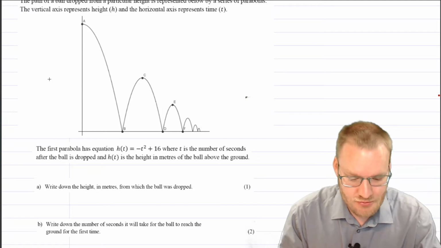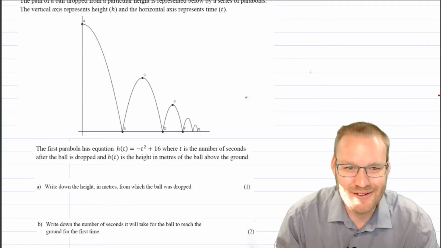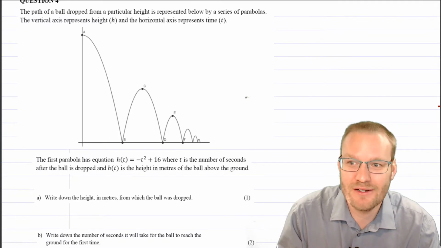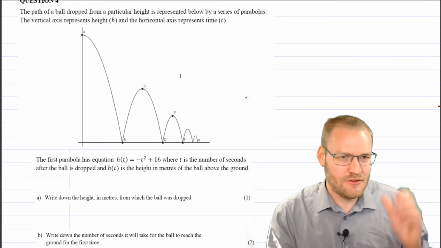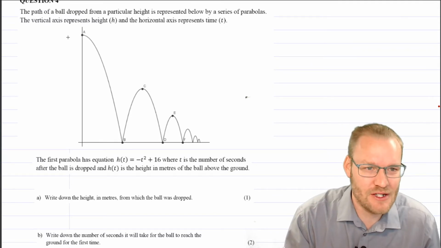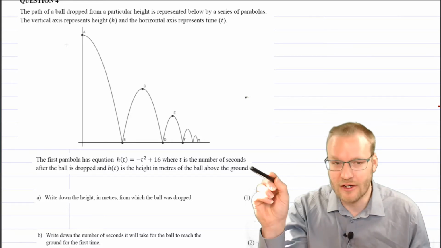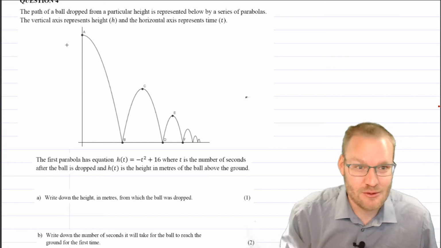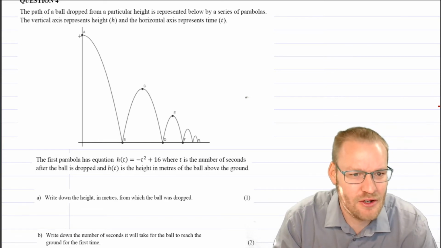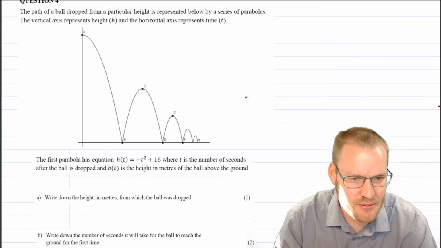Okay, look, this is a nice question, I must say. I don't know, there's something cool about it. I didn't set it, so I can say that. The path of the ball dropped from a height. So you can imagine somebody throwing this ball and going, dong, dong, dong, dong, yes, with those sound effects. Okay, so it says the first parabola has that equation.